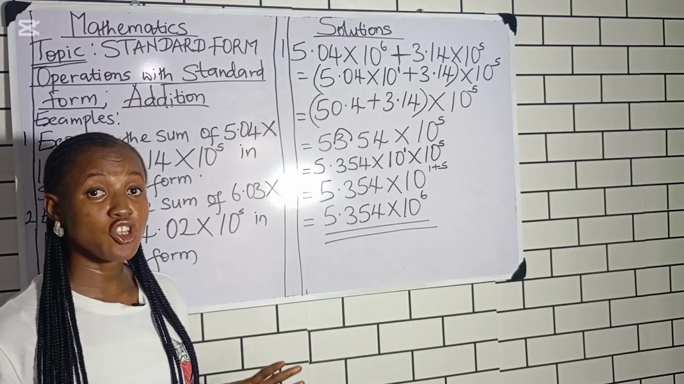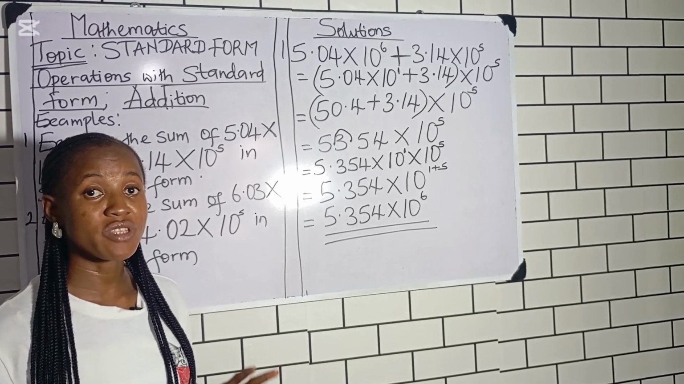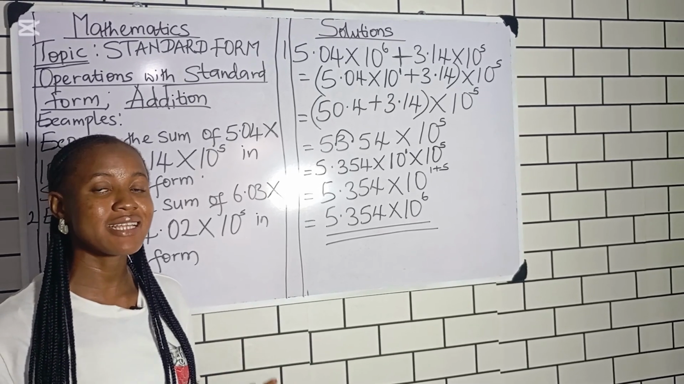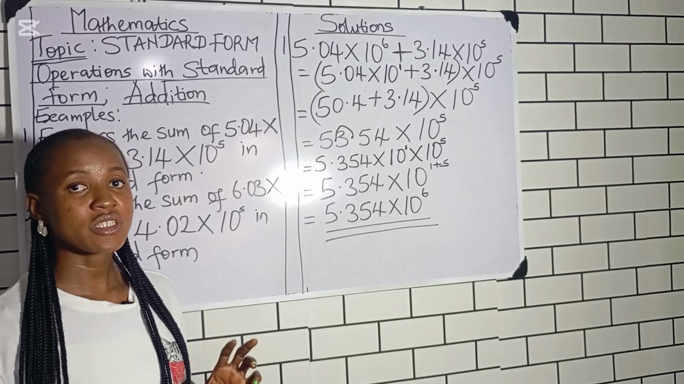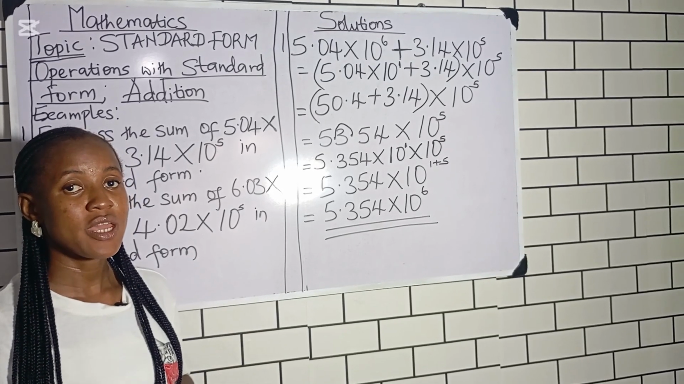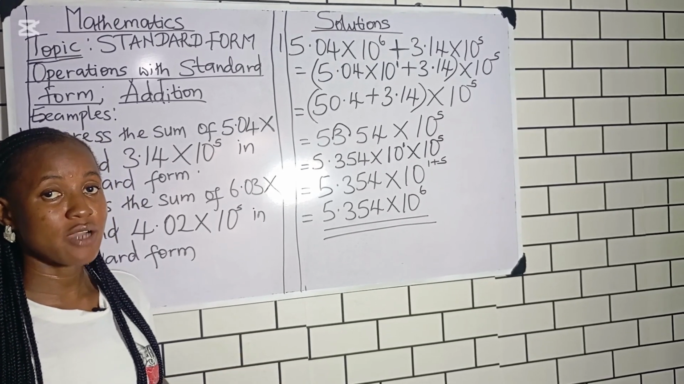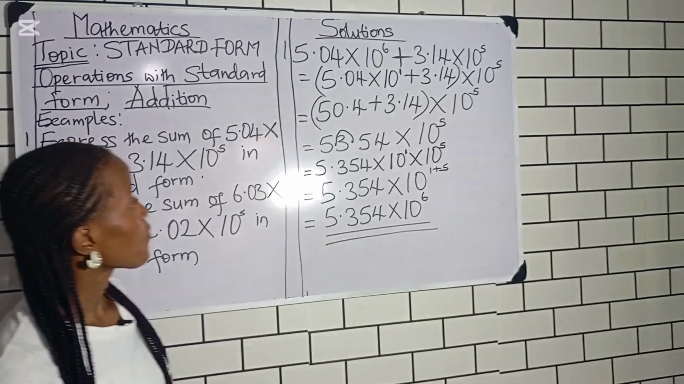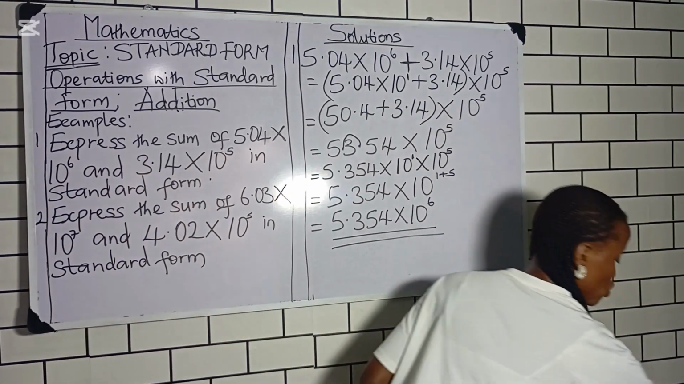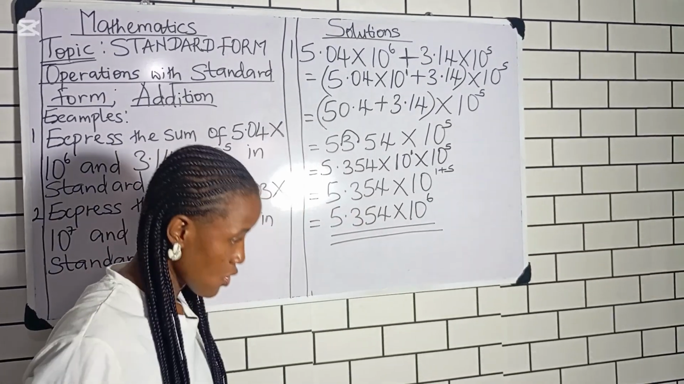Once you are given an addition operation under standard form, the first thing to do is to factor out the least power of 10. Once you factor out your least power of 10, you can go further and multiply out the remaining. Now we're moving over to question number 2.